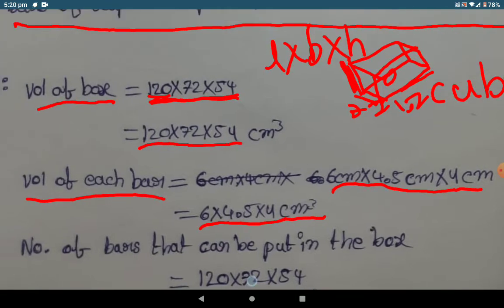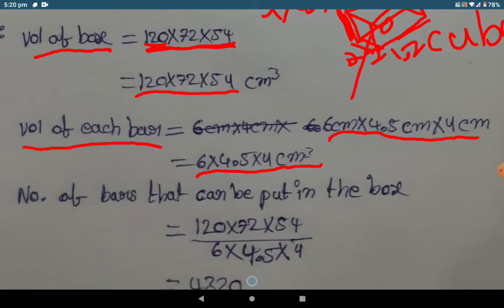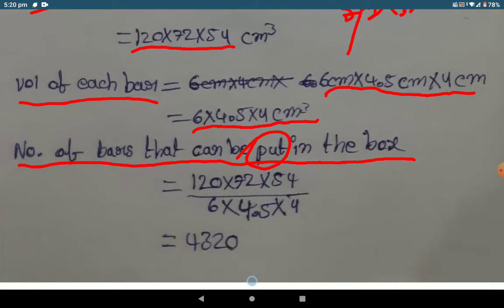Now what you have to do is, you shouldn't multiply all of this. You shouldn't do 120 into 72 into 54 or 6 into 4.5 into 4. That is unnecessary. You will find more about that ahead in this video. So the number of bars that can be kept in the box, it is actually a typo, is 120 into 72 into 54 by 6 into 4.5 into 4.